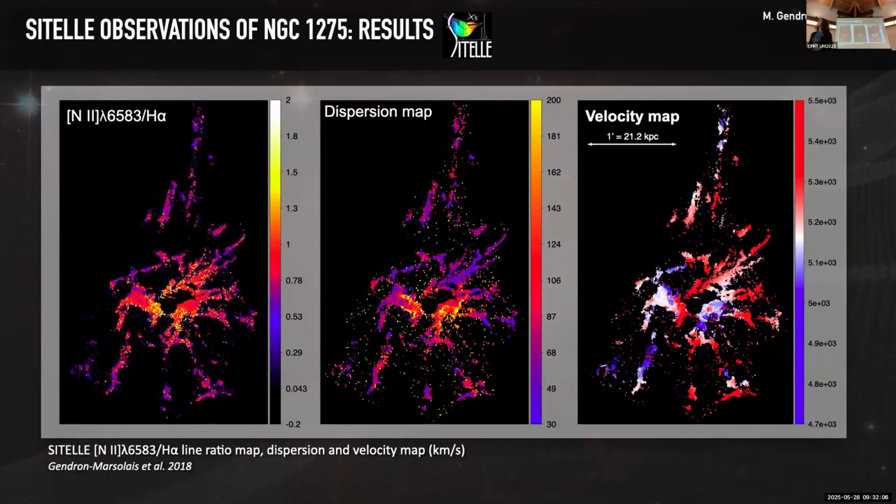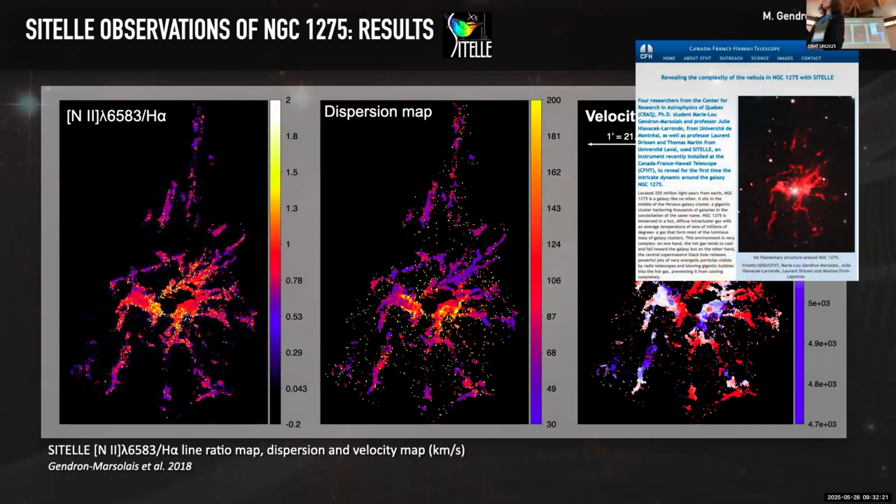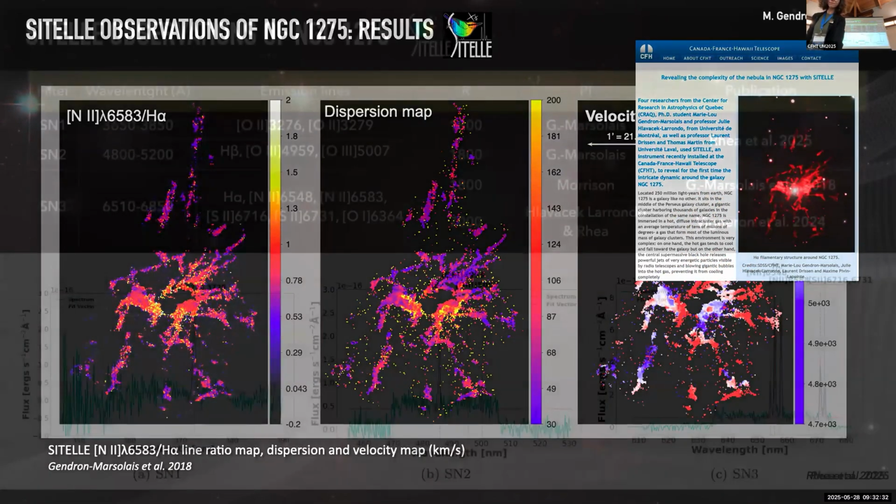I think you saw them also yesterday in the talk of Benjamin. He presented the higher spectral resolution maps, but this was the first time we had the full velocity map of this galaxy. CFHT made a really nice press release about that, so thank you. And I was looking now, this was published in 2018, and this paper now has over 45 citations.